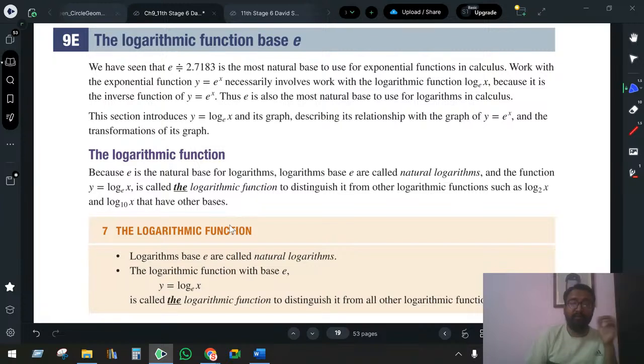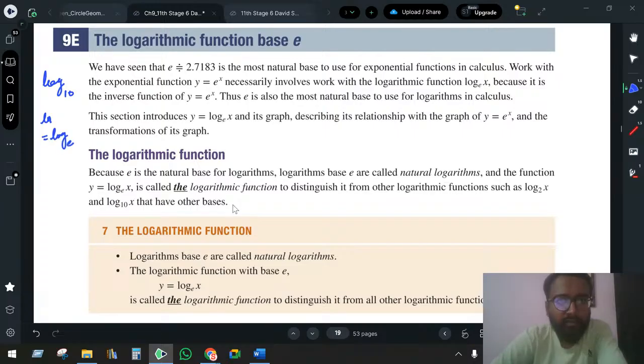It is log base e. Simply writing log, it is log base 10 actually. In the calculators, you can see ln, which is natural log, which is log base e.